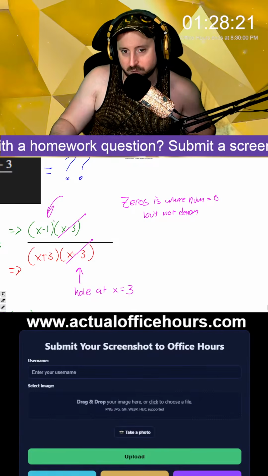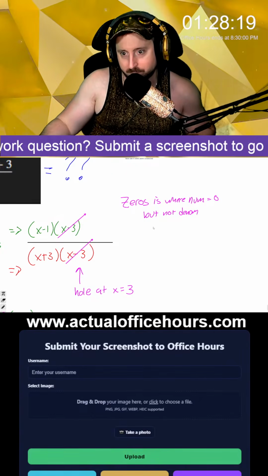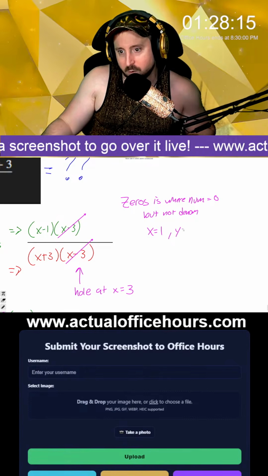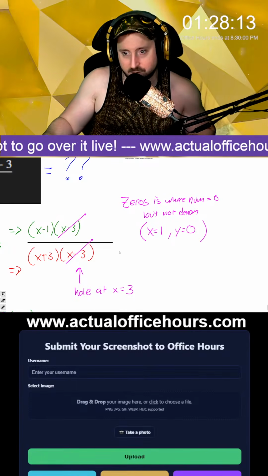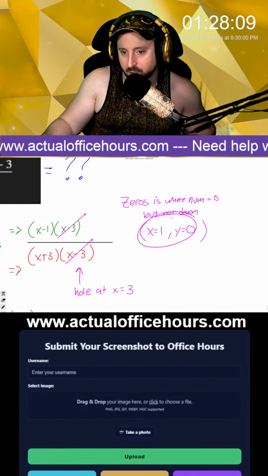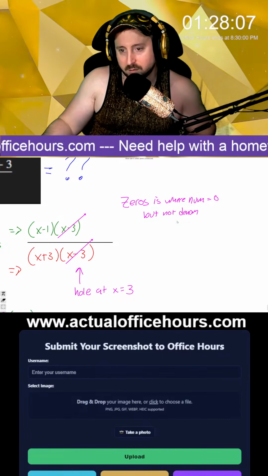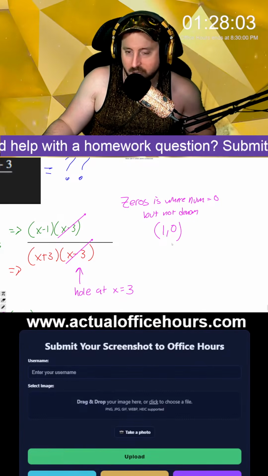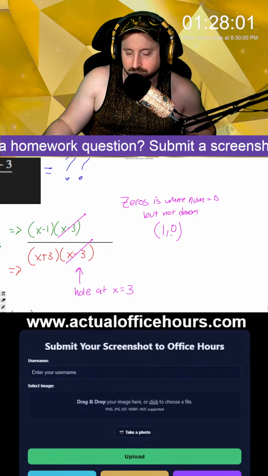And for this to be equal to 0, you just need x to be equal to 1, right? So x equals 1, y equals 0. This is a 0 per se. It's a coordinate, exactly. Yes, this is a coordinate. So this is 1, 0. And that's the only 0 you have.